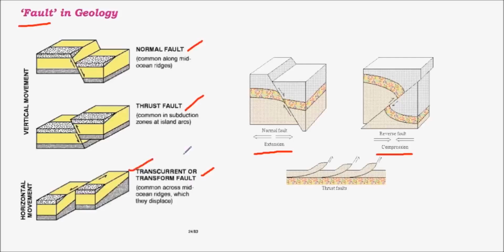reverse fault. In the other kind of fault, which is the transcurrent or transform fault, the blocks of Earth's crust simply slide horizontally. Thus, there is no upward or downward movement involved. There is only horizontal movement involved. Hence, this is called faults happening due to horizontal movements, whereas the other two involve vertical movements.